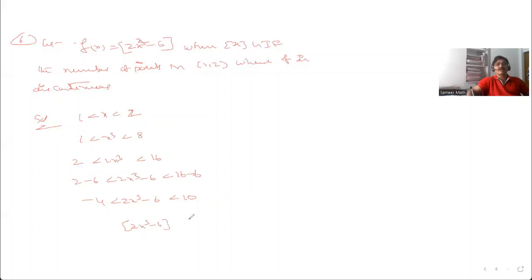This step function, this is the greatest integer function. Step function is discontinuous at integers. What are the integers? Minus 3, minus 2, minus 1, 0, 1, 2, 3, 4, 5, 6, 7, 8, 9. These are 10 and these are 3. So that is 13 points where this function is discontinuous.